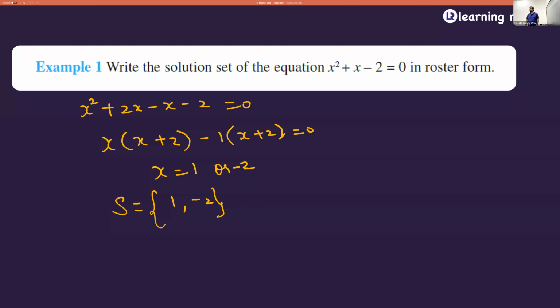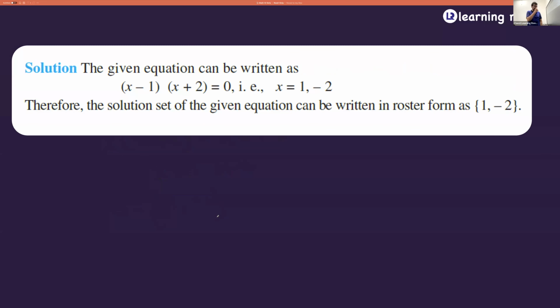Right? So 1 comma, you need not write the question, just write it as example 1 and the solution. Done. Next. This is going to be the solution.